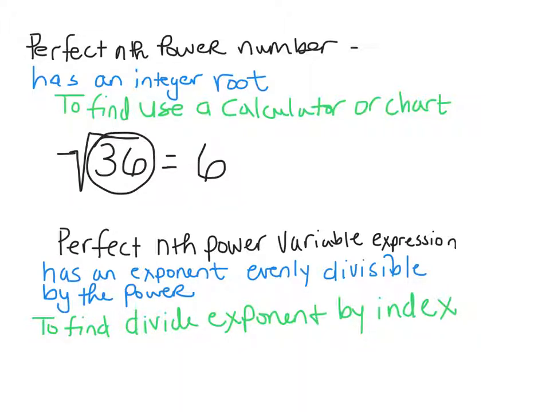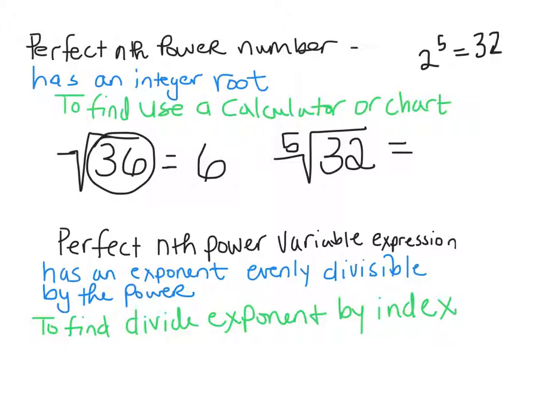You can have a perfect cube, you can have a perfect fourth, you can have a perfect fifth, and so on. Another example might be, let's say I wanted to take the fifth root of 32. Well, I happen to know that if I take 2 to the fifth, I'm going to write that up here, and I multiply 2 by itself 5 times, I'm going to get 32. So 32 is a perfect fifth because the fifth root of 32 is 2. Okay? So 32 is a perfect fifth.